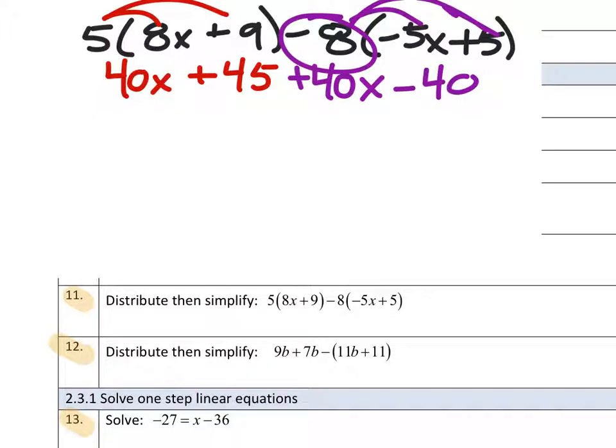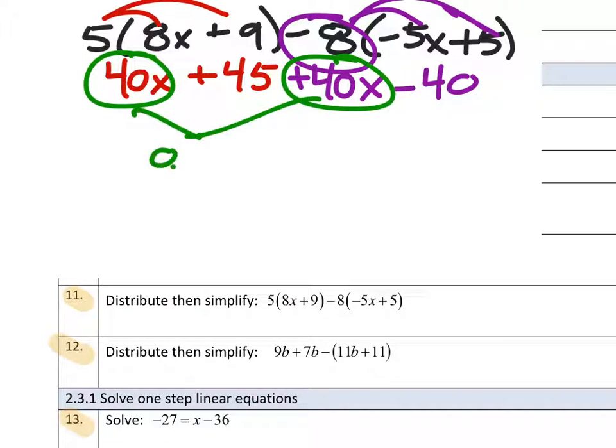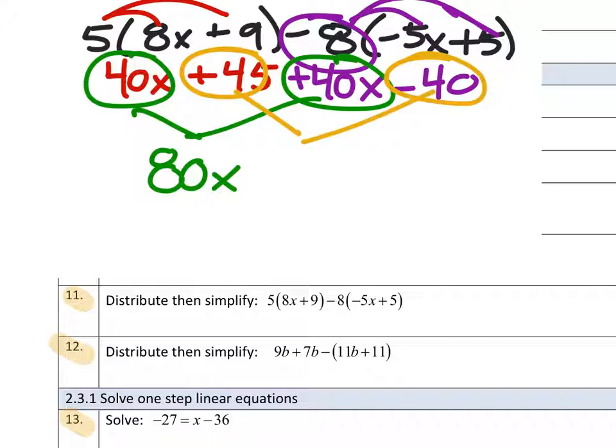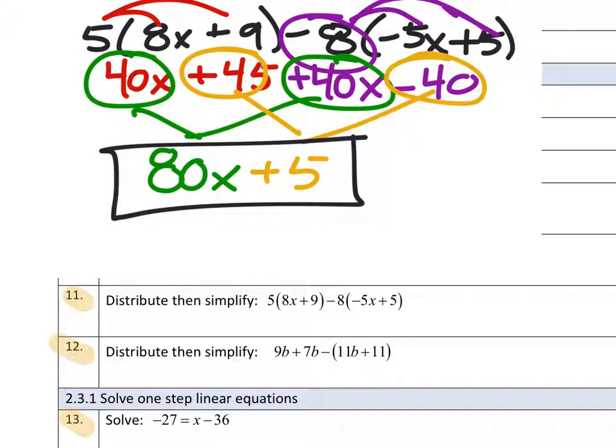So this is pretty good so far. I just need to combine my like terms. I've got these 40x's and these 40x's, which when I combine, it gives me 80x's. Now we've got this 45 and this negative 45, which when I combine, I get a positive 5. And that would be as far as we can simplify that. We can't combine the 80x and the 5 because they're not like terms.